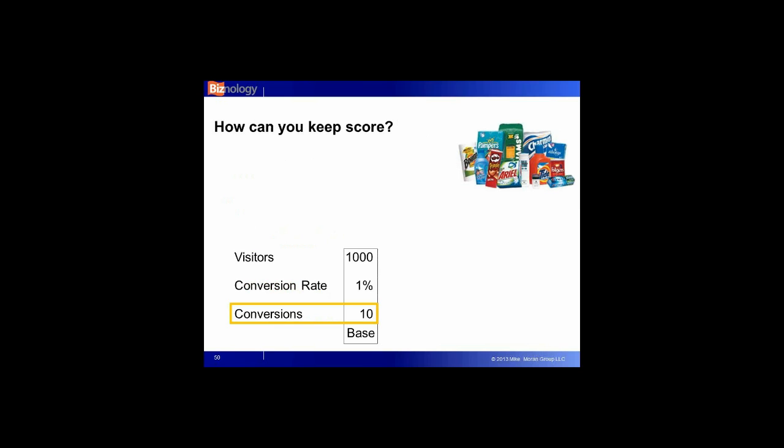So what are the kinds of numbers that we use to keep score? Well, we want to know how many people are coming to the site from search, and we want to know how many conversions we get. Now, the web analytics system can tell you both of those answers, and from that you can calculate your conversion rate. Then there's basically two things that you can do to improve your business. One of them is to increase your conversion rate.